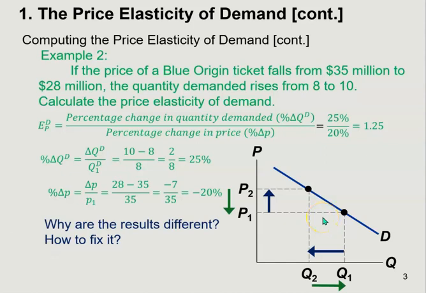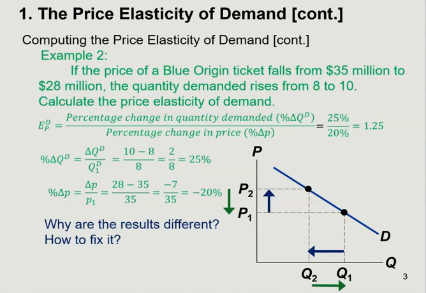Welcome back. Let's continue to talk about the price elasticity of demand and how to compute it. In the previous video, we already found an interesting thing: when the price goes up, as we said before, from 28 million to 35 million per ticket of Blue Origin, the quantity demanded falls from 10 to 8. We find that the price elasticity of demand was 0.8.